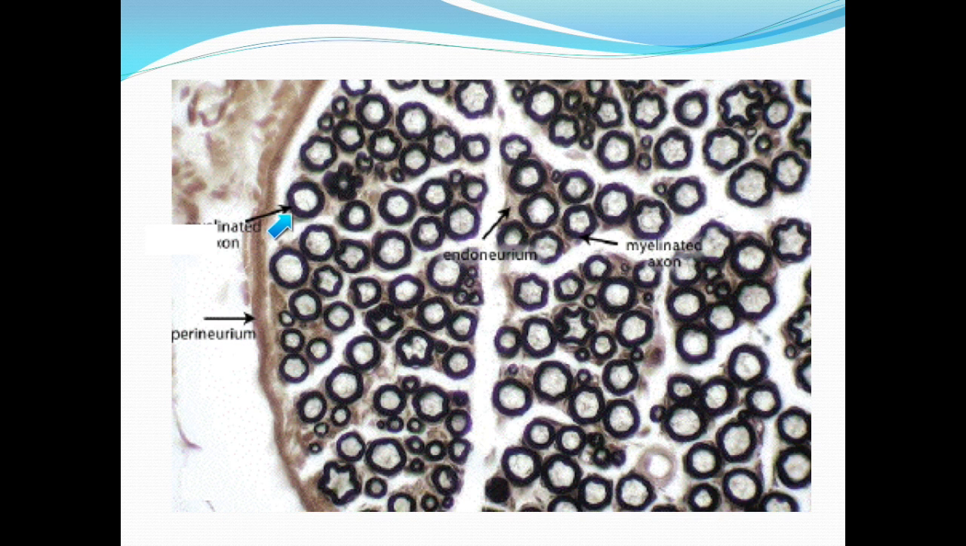This is the myelin present in the myelinated nerve fiber, and the white area here represents the site of unstained axon, and this is the perineurium. And these areas around the nerve fibers, this is the endoneurium, which is formed of reticular fibers made by Schwann cells. So these are the myelinated axons, and this is the endoneurium, and this is the perineurium.